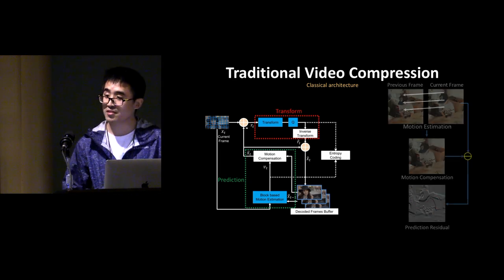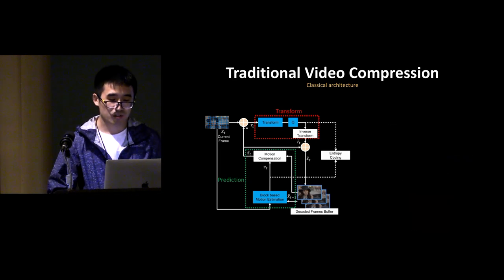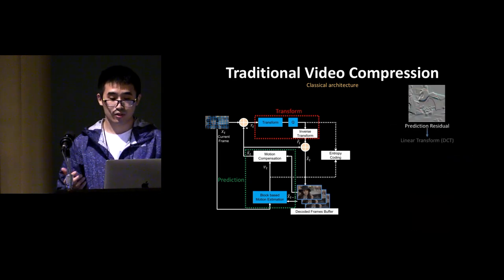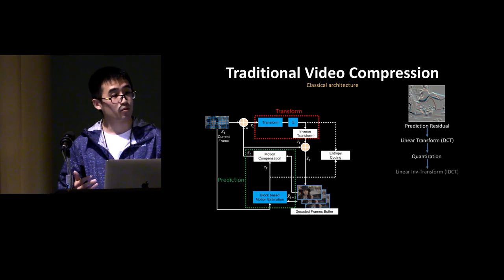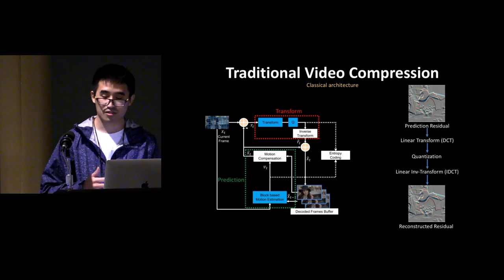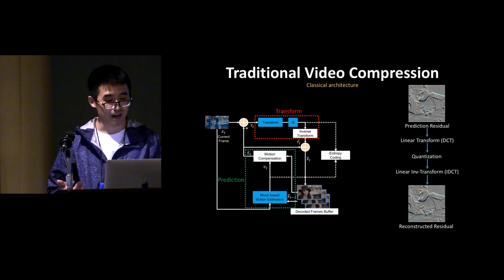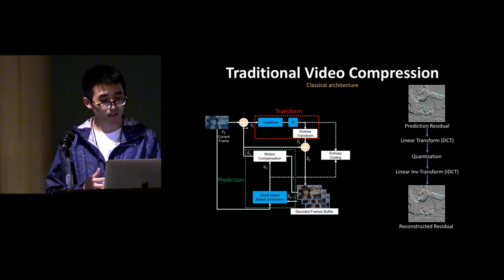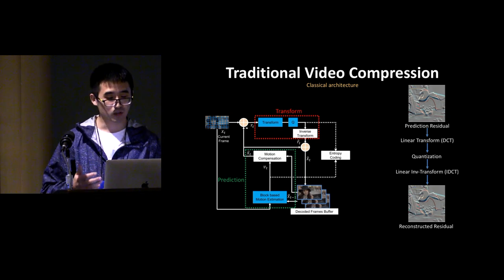In the transform step, the linear transform converts the prediction residue to a more compact domain, which is easier for compression. In most video compression systems, the DCT transform is utilized. Then the quantization and the inverse transform are performed to get the reconstructed frame.